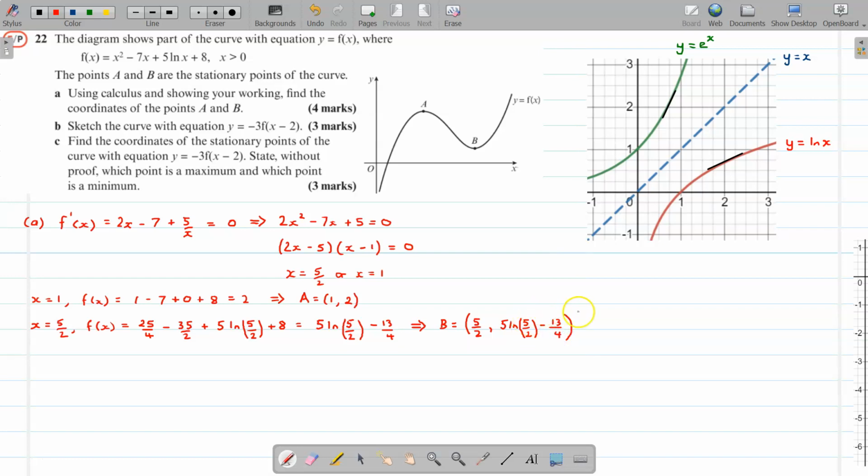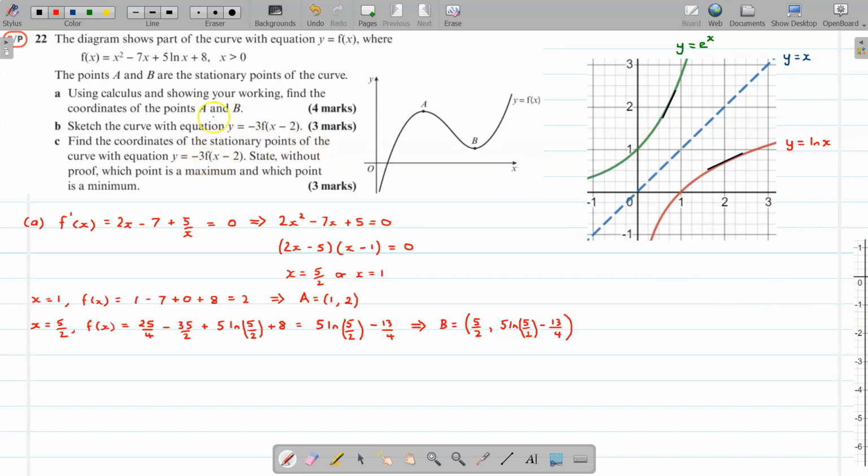So that's the coordinates of the point B. Now, and that's the answer to part A. Now we've got to sketch the curve with this equation. Now I've cheated here because using the tablet to do a sketch is really difficult, so I've done it already here and I'll drag that in, but you would do it on your graphic calculator.